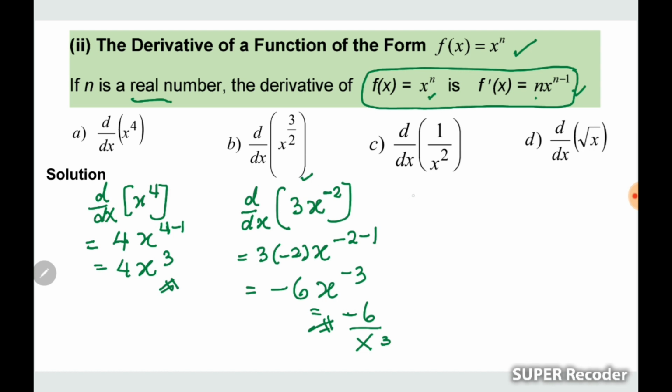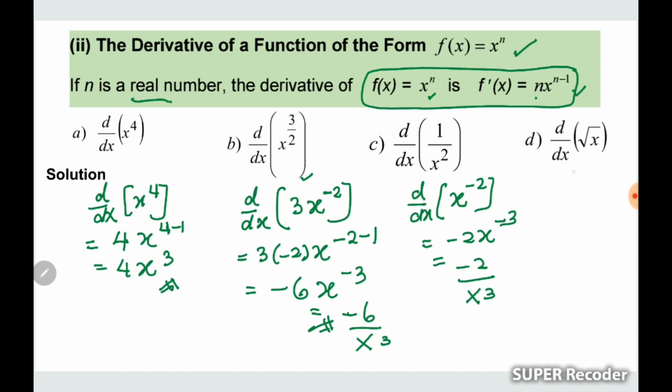Okay, what about C? d/dx, differentiate 1 over x squared, so change to x to the power of negative 2, and the answer is negative 2 x to the power of negative 2 minus 1, negative 3. Then you simplify: negative 2 over x to the power of 3.